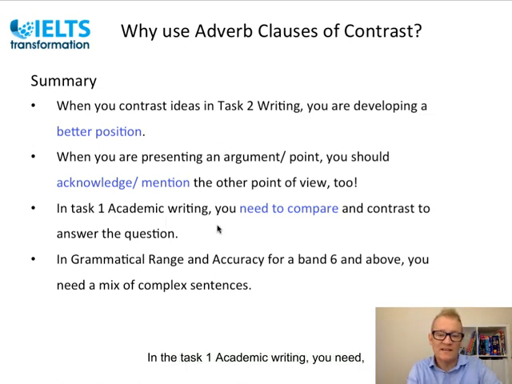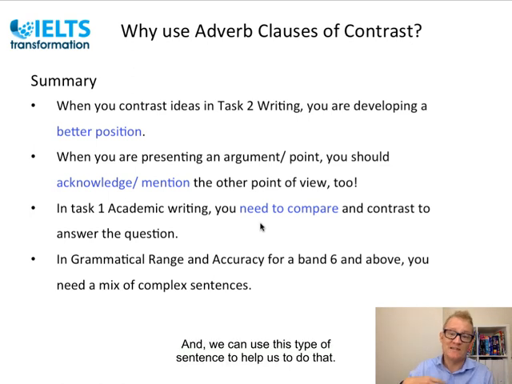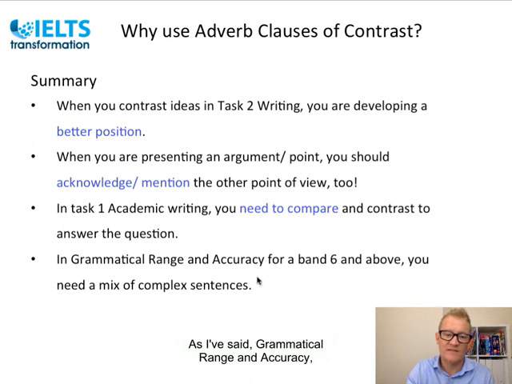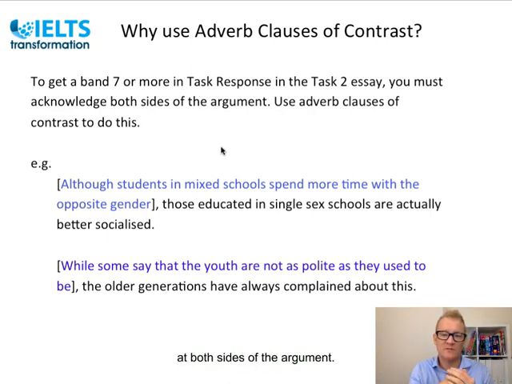In the task 1 academic writing, no choice here, you need to compare and contrast to answer the question. That's what the question says, doesn't it? It says, make comparisons where relevant. Well, it's mostly relevant to compare, and we can use this type of sentence to help us to do that. As I've said, grammatical range and accuracy, we need a mix of simple and complex sentence forms. Band 7 or more, we need to look at both sides of the argument.